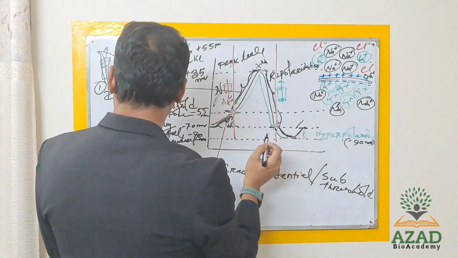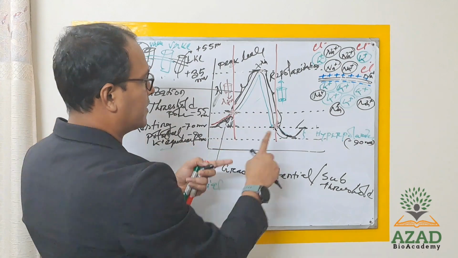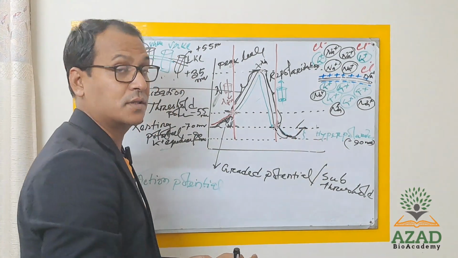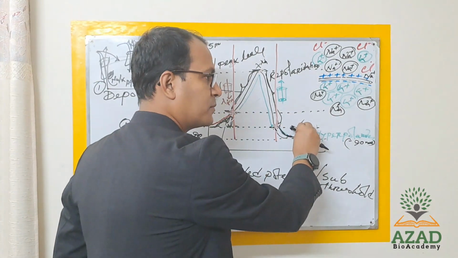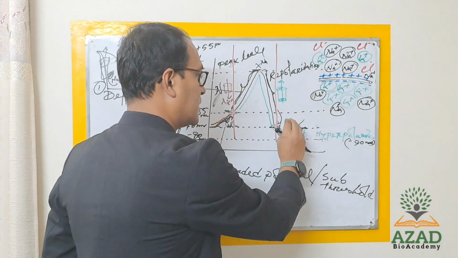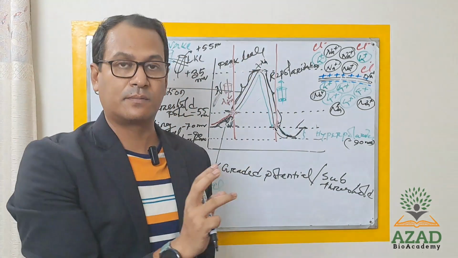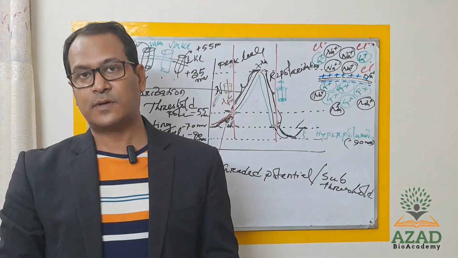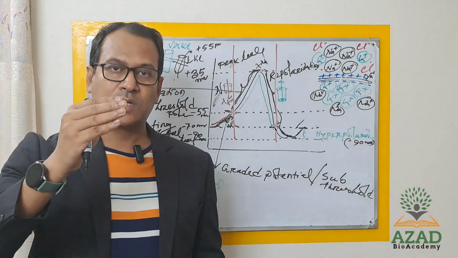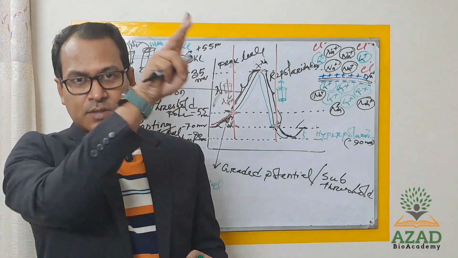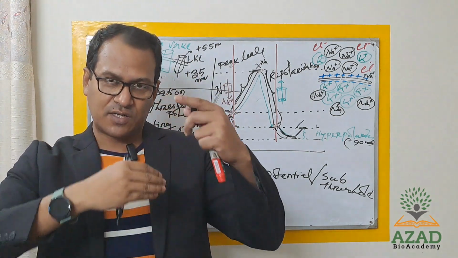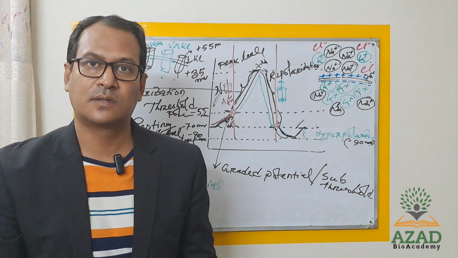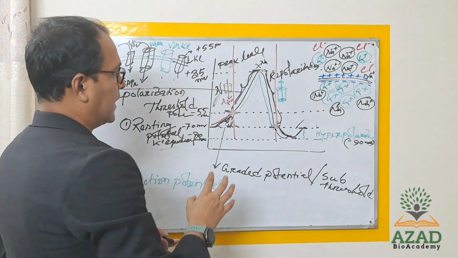Okay, so already I said what will happen here. The sodium potassium pump will maintain the resting membrane potential, even through this hyperpolarization. How? Because through this sodium potassium ATPase pump, 3 sodium will exit and 2 potassium will enter, and that will maintain the resting membrane potential.